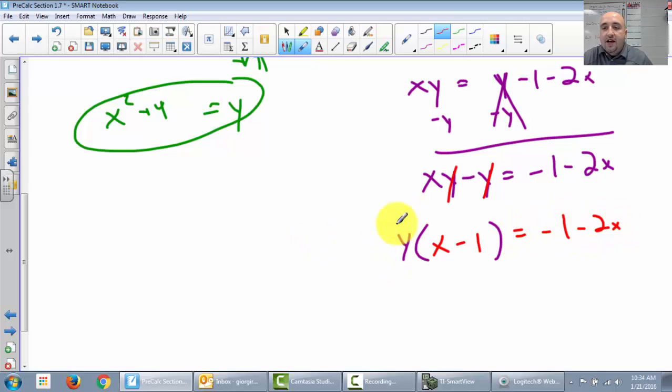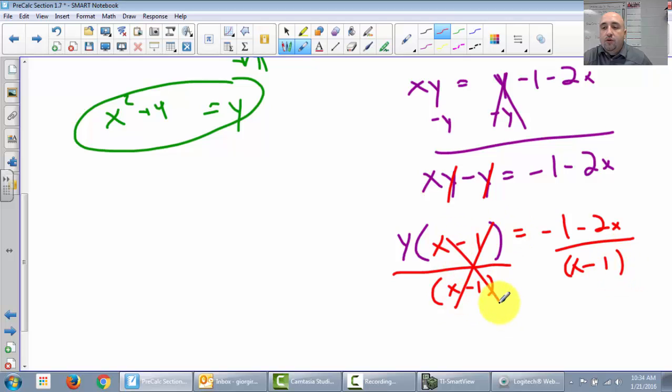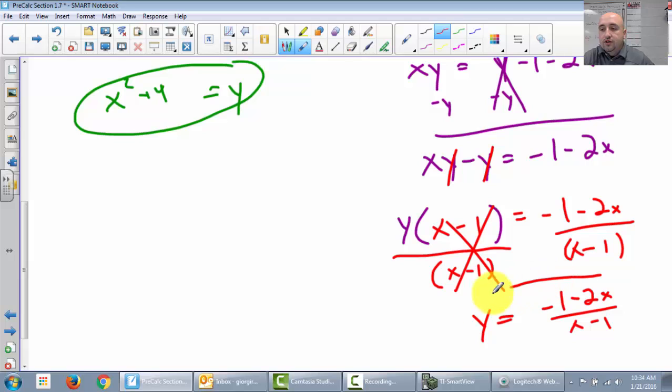So now I have y times x minus 1. To get rid of times, I divide by x minus 1. Right, so x minus 1 over x minus 1 go away. I'm left with y equals negative 1 minus 2x all over x minus 1. And there is my inverse. Okay, that's pretty tough. Hopefully that'll make sense. If you need to pause and go back and redo, please do.